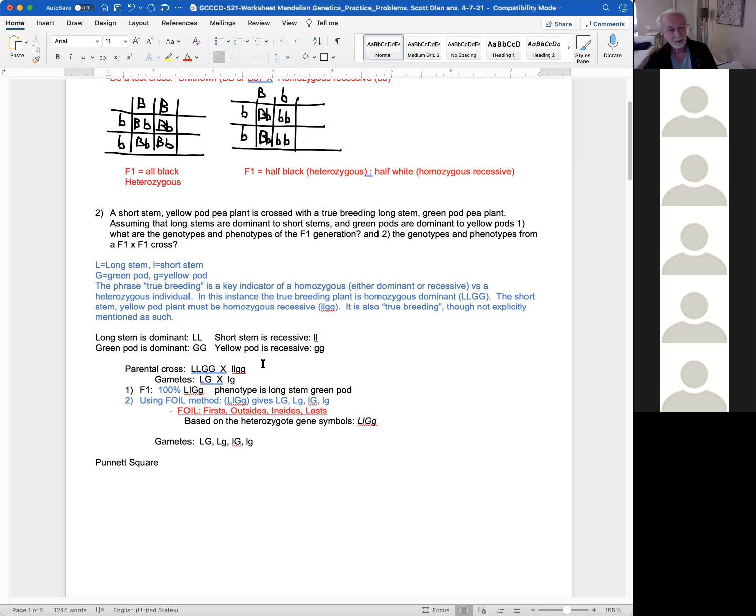So we're going to make a parental cross, which means that we take the parent with dominant alleles, big LL, big GG, times little ll, little gg.